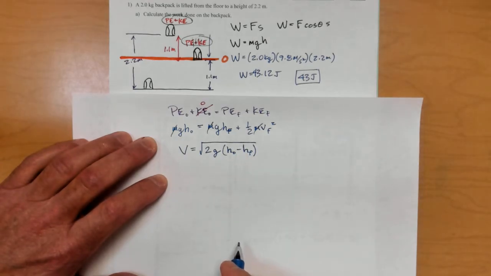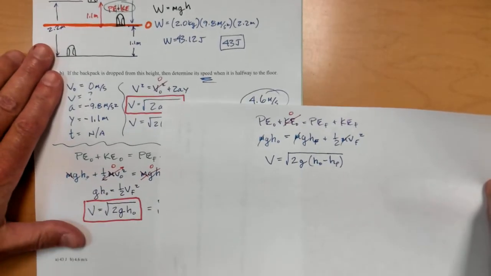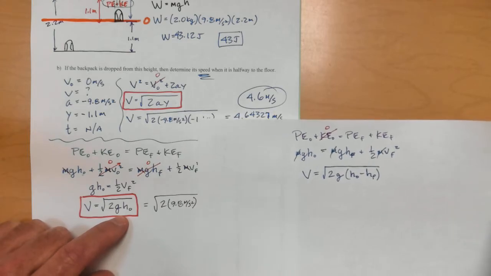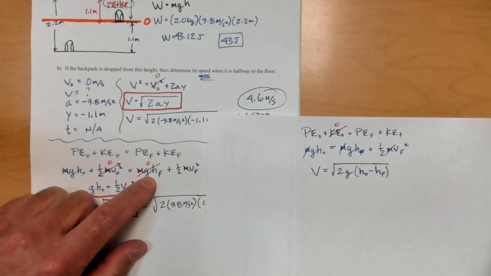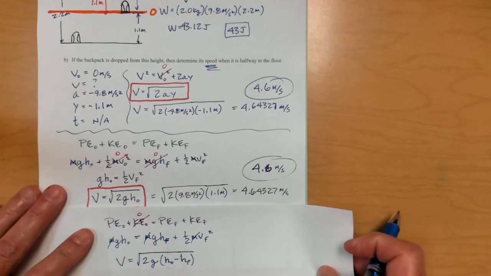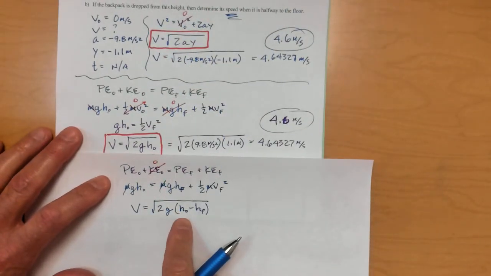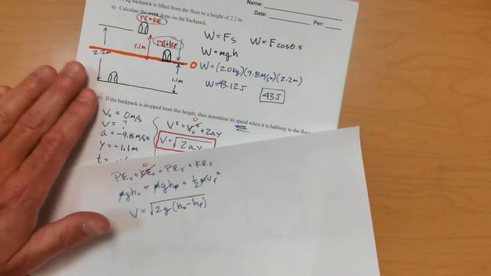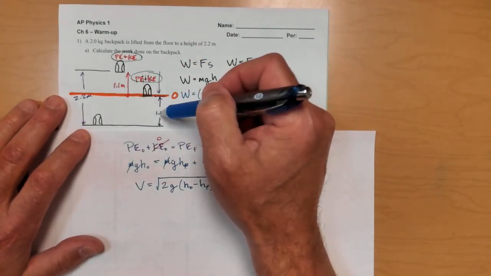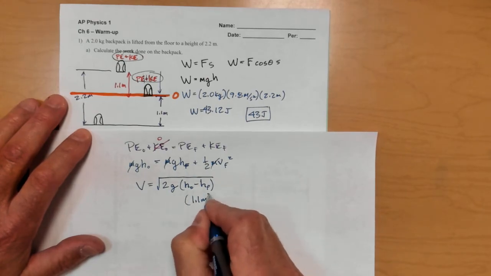Now, I know in my previous expression, I had 2gh initial. And the reason I had that was because I got rid of the final potential energy. Well, even if you leave the final potential energy in, you get a similar expression. It's just h initial minus h final. But if we go back up to our backpack, we can see that h initial minus h final is the same 1.1 meters. Okay, that is the same number.